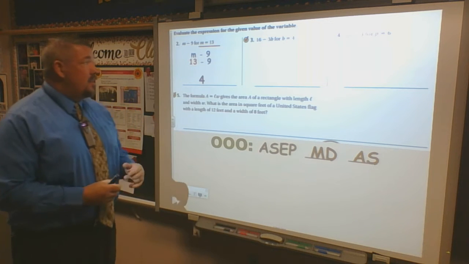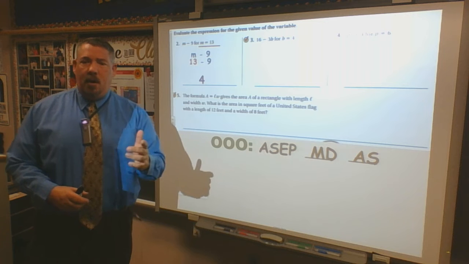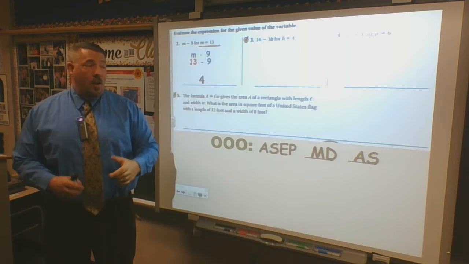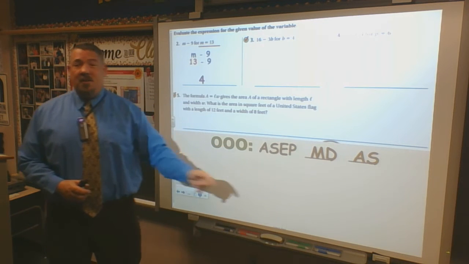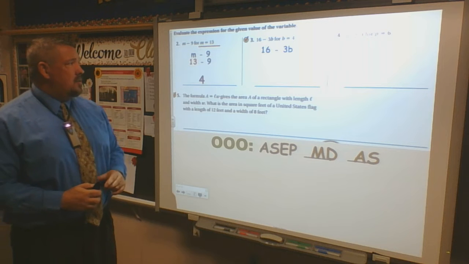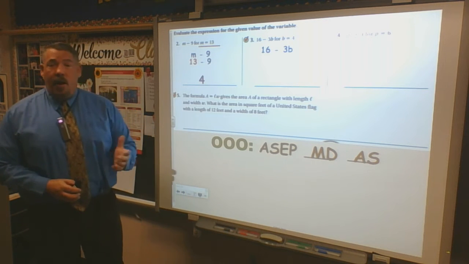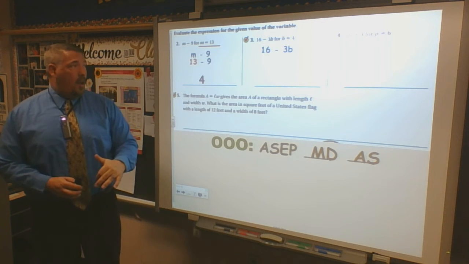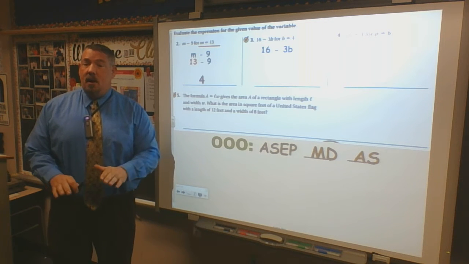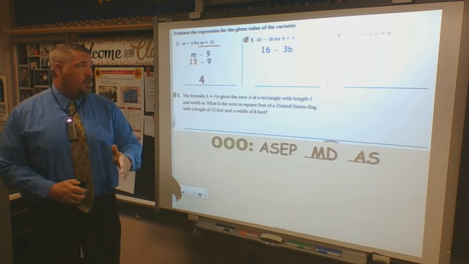Number 3, 16 minus 3b. Keep it in my mind that 3 touching b is multiplication, so I know according to my order of operations, that's going to have to be one of my first steps. So I write it down, 16 minus 3b. I now substitute in for the b, and if I just put in a 4, that ends with 34, and I don't want to make that mistake, so I show that it's multiplication.